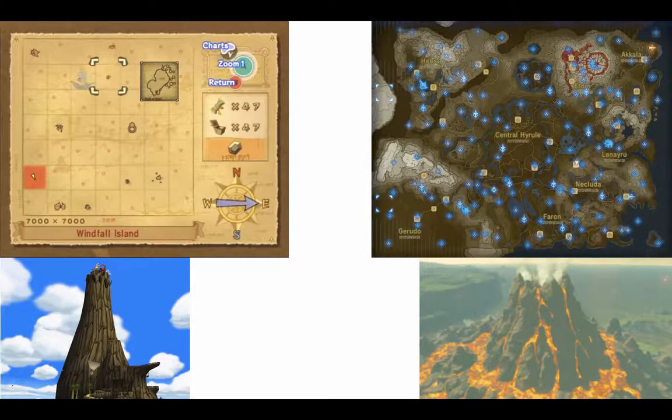That's the world of Hyrule, the original Hyrule, not New Hyrule, but Hyrule. It eventually became the Death Mountain from Breath of the Wild. I'll go in depth about that later.